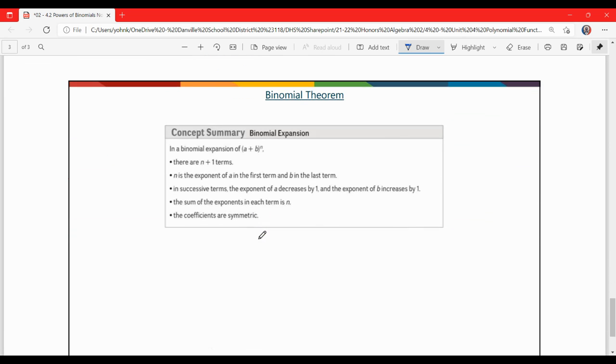So this last slide just has a review in it. In a binomial expansion, a plus b to the nth, there are n plus 1 terms, like we just saw. n is the exponent of a in the first term and b in the last term. In successive terms, the exponent of a decreases by 1 and the exponent of b increases by 1. The sum of the exponents in each term is n, and the coefficients are symmetric.